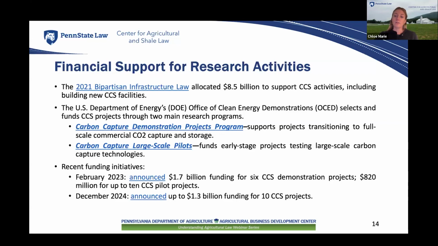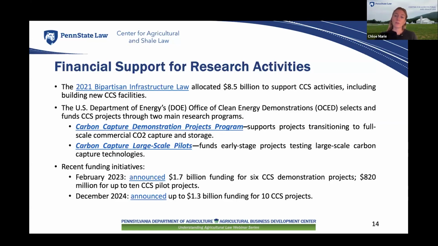On the other end, the Carbon Capture Large-Scale Pilots Program supports earlier stage efforts compared to the demonstration program. It funds projects that are not yet at full commercial scale, but are testing carbon capture technologies at a large scale for the first time.